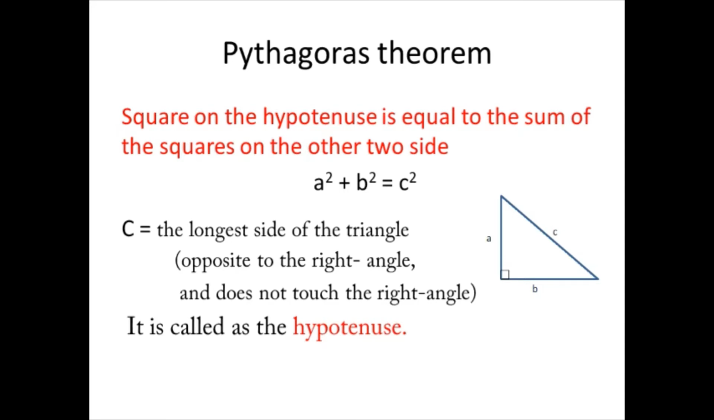So what is C? C is the longest side of the triangle and also opposite to the right angle. Look at the triangle. It is opposite to the right angle and does not touch the right angle. The other two sides, A and B, are meeting at the right angle. But C does not touch the right angle. So it is opposite to the right angle. It is called the hypotenuse. Understand?